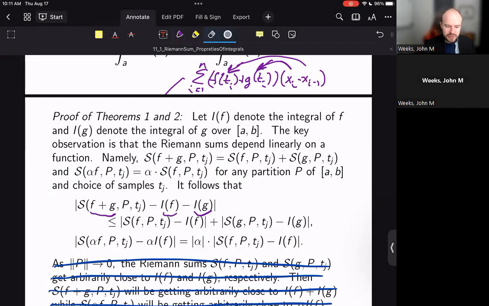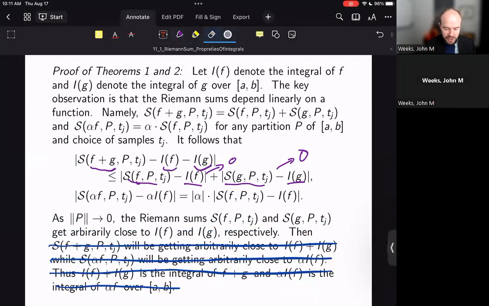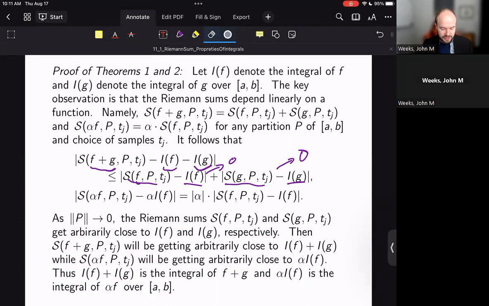If you do this, then you notice that if the Riemann sums of f are indeed approaching the integral of f, and the Riemann sums of g are indeed approaching I of g, then these differences are going towards 0. In that case, we're pretty good to go. So S of f plus g, with respect to this partition and sample, will be getting arbitrarily close to I of f plus I of g. Same thing for working with the multiple of that function. This gives us exactly what we're looking for by the definition of what it means to converge to the limit, with this being the integral here.